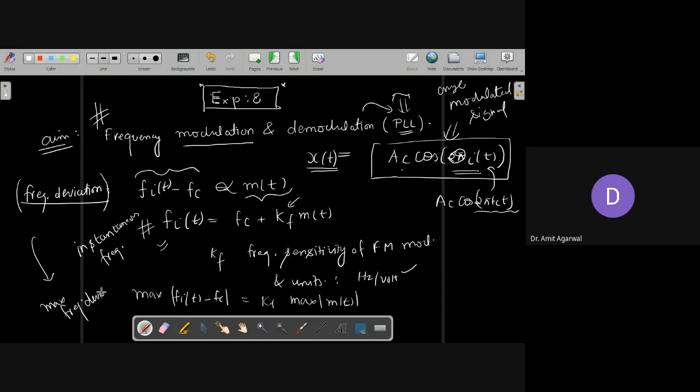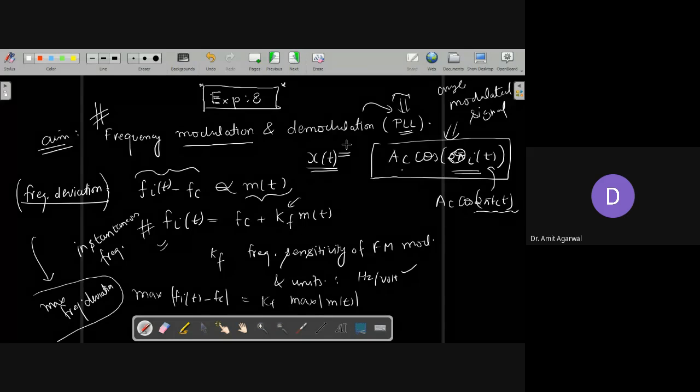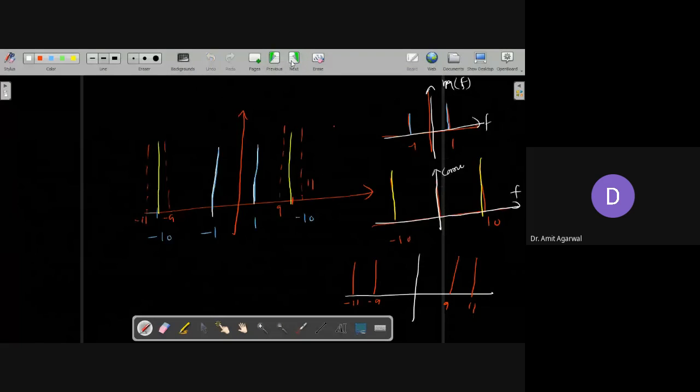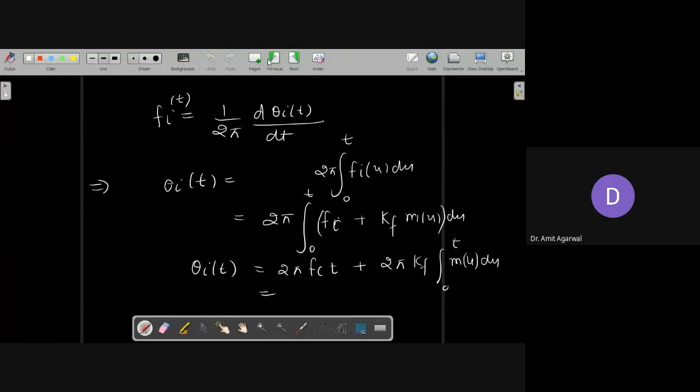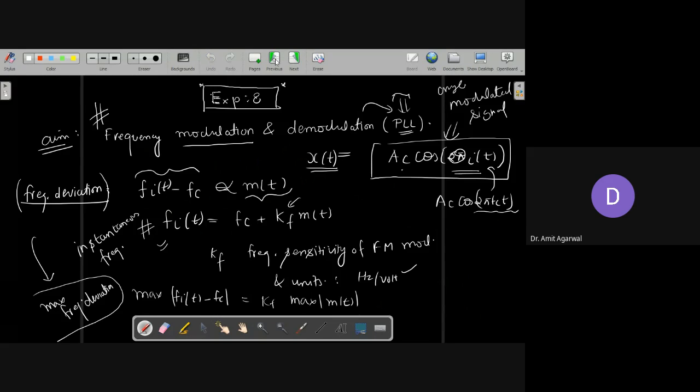The maximum frequency deviation of your FM modulated signal is the max of your frequency deviation, that is kf times max of m(t). Okay, this thing is quite clear. Now you want to see the structure of your modulated signal.